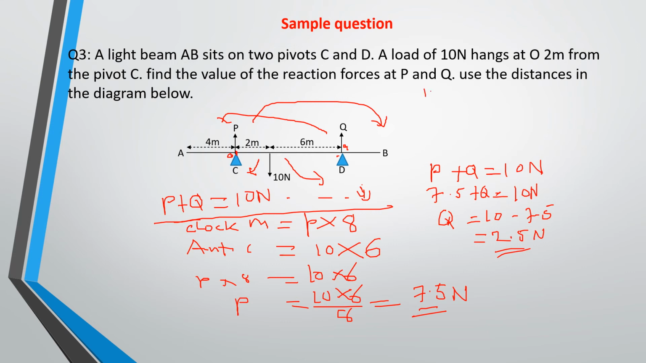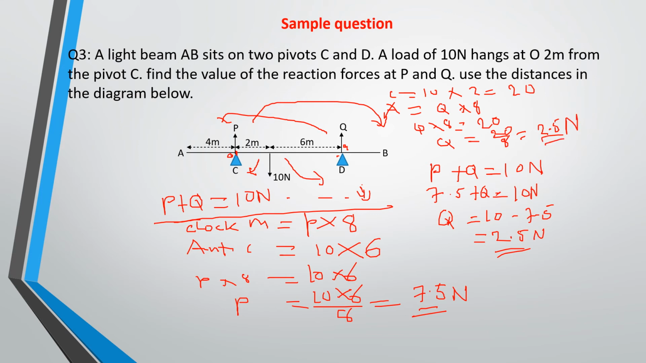So you have 10 times 2, which equals 20. This will be your clockwise moment. Then your anti-clockwise moment will be equal to Q times 8. So when you equate these two, you have Q times 8 equals 20. So Q will now be equal to 20 over 8. If you do that, you have 2.5 Newton, which is now your Q.